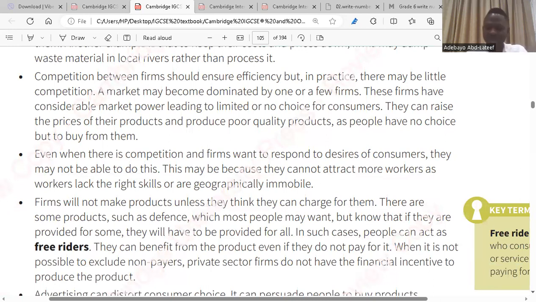Even when there's competition and firms want to respond to the desires of consumers, they may not be able to do this. This may be because they cannot attract more workers, as workers lack the right skills or are geographically immobile. So another problem is this, where we have market failure. It might not be because firms do not want to produce what they are supposed to produce. They might not be able to get the right workers or the right machines needed to produce those products. And in this way, there's market failure. Do you understand? Yes. So it's not from the firms now, but the situation around them that makes them have shortages, which leads to market failure. Clear? Yes.